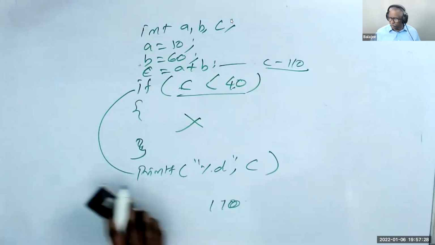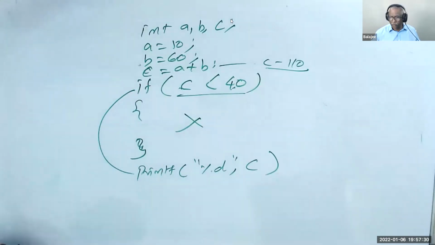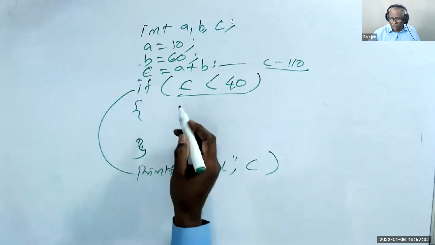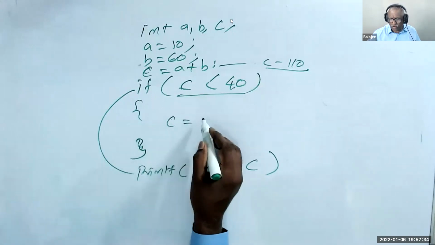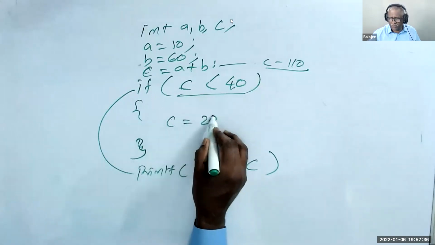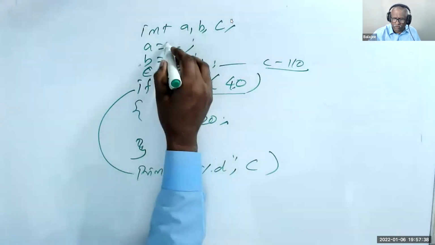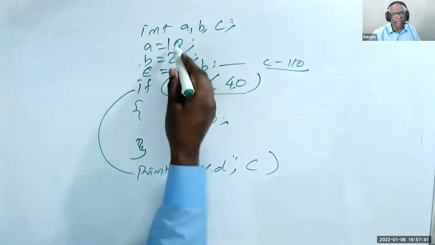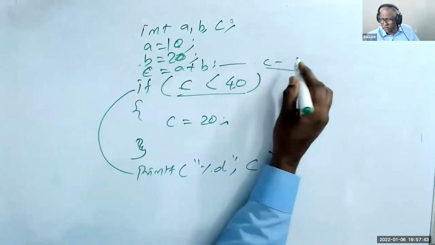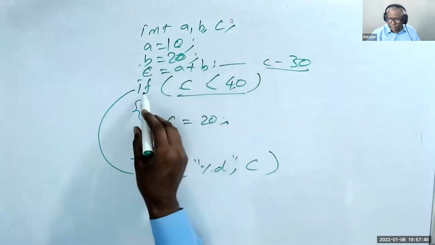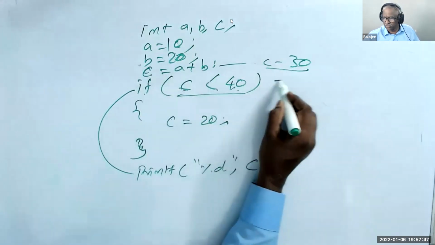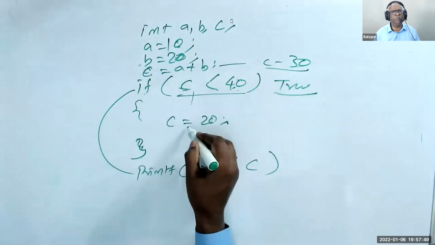Now it will print 110. Or you may do the thing: if you say C is equal to 20, and here you say 10 and 20. See, when you add 10 and 20, C becomes 30. Then if C is less than 40, it's true. It comes down.